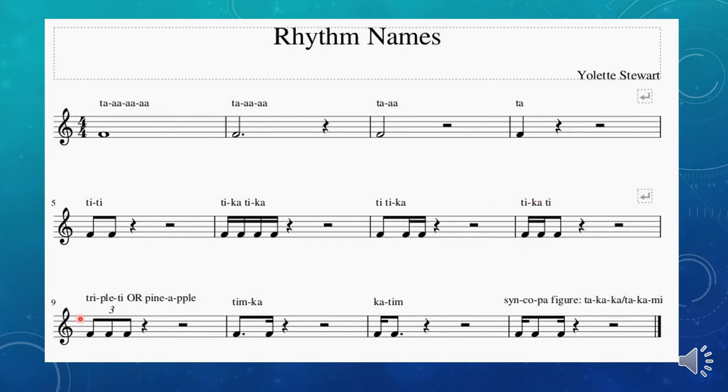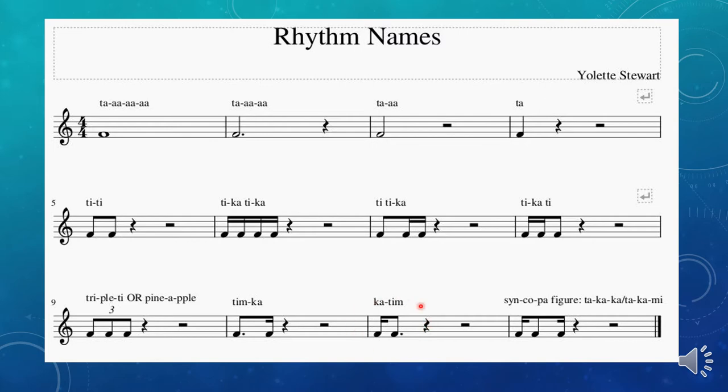Final system here, you've got your triple T. Some children like to say the word pineapple, pineapple, or triple T, triple T. The important point about the triple T is that the three quavers are spread evenly across the beat during performance. This one here, the timka, timka, timka, timka, sounds like a horse galloping down a street. So you've got timka, timka, timka, timka.